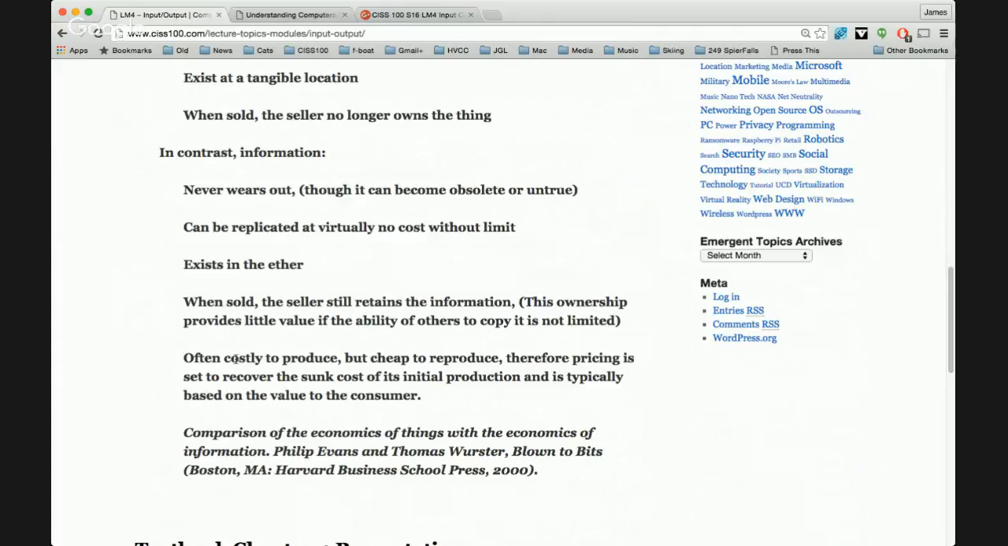And the last thing, information is costly to produce. So you think about a music item, a movie, okay? Large sunk costs. However, you can replicate it. So the pricing on the object is really there to recover the sunk cost, the cost of making the movie, the cost of making the music, song, or whatever it is.